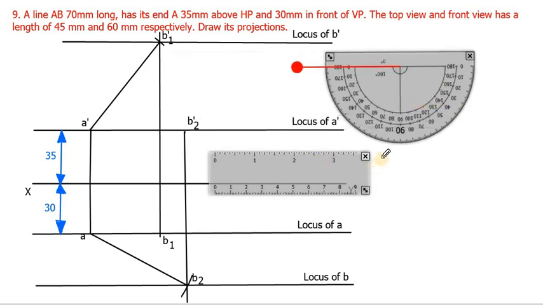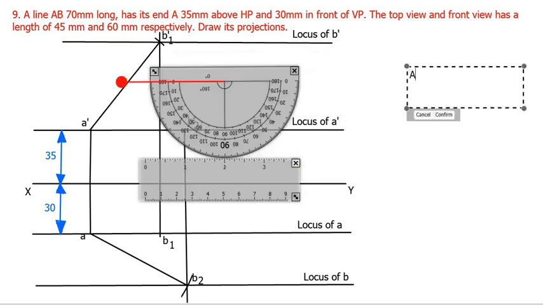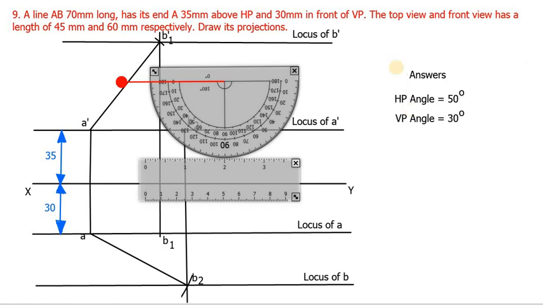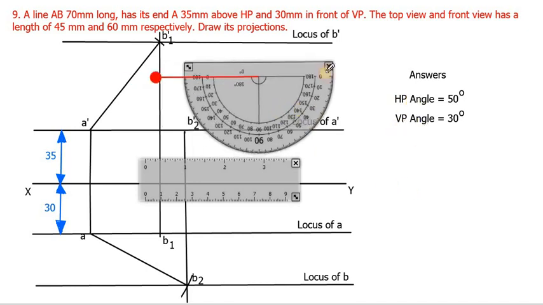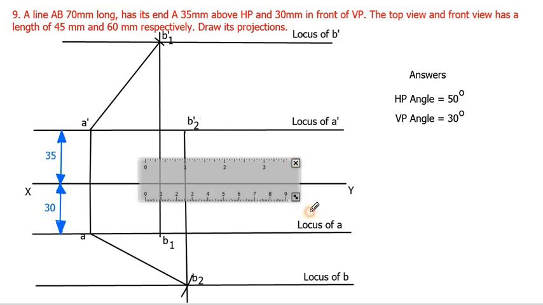So that I will do. I am writing here as answers. You can either use HP angle, VP angle, or just use the symbols theta and phi. Okay, so now let us continue the problem.